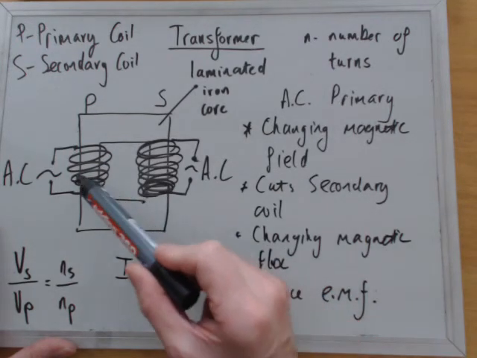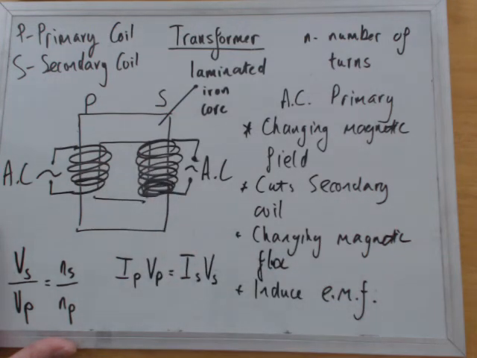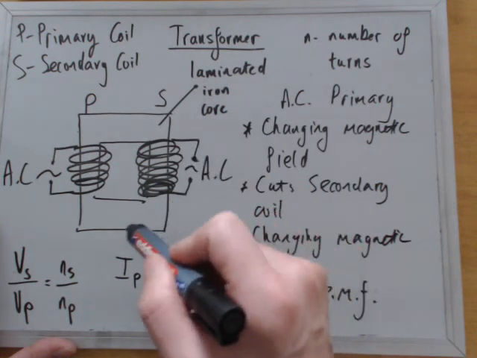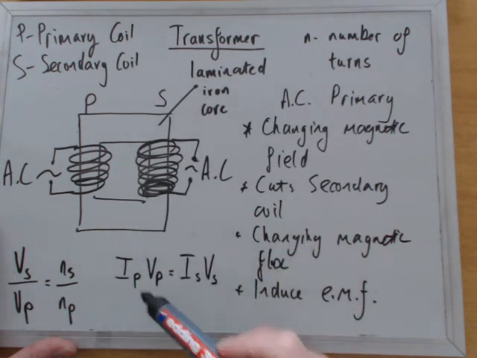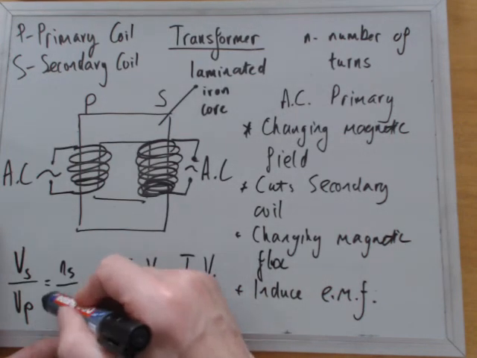And if you've got more coils on the primary and fewer on the secondary, you'll find that your voltage will step down. Conversely, your current will do the opposite. So if you've got more coils on the secondary, your current will go down. Now that is, if you like, the transformer equation for step up and step down, that one here.